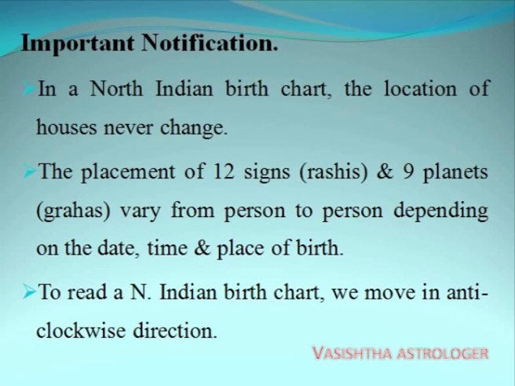To read a North Indian horoscope, please remember these points carefully. In a North Indian birth chart, the location of houses never change. The placement of 12 signs, that is 12 rashis, and 9 planets, that is grihas, vary from person to person depending on the date, time, and place of birth. To read a North Indian birth chart, we move in anti-clockwise direction.